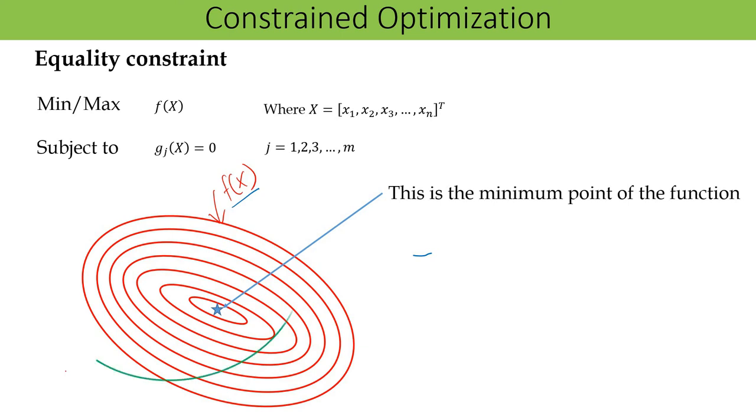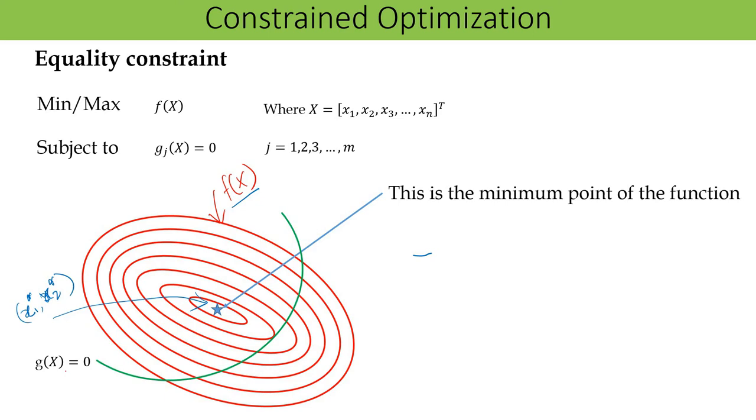Now if I plot the constraint, it is an equality type constraint. So what does it mean? The solution must be on this particular line. In the last class I said that if the constraints are not satisfied, then the solution is not acceptable. The earlier solution is this particular point, x1 star and x2 star.